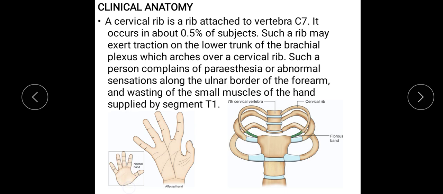This is the normal hand. This is the hand in the individual with a cervical rib. This is the wasting of the muscle. This is the thenar. Here are the small muscles. These are known as thenar muscles. These are the hypothenar muscles. These are the wasting of small muscles of the hand in the individual with the cervical rib.